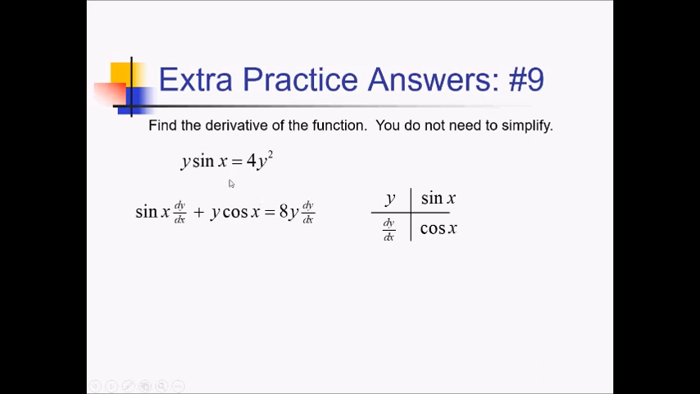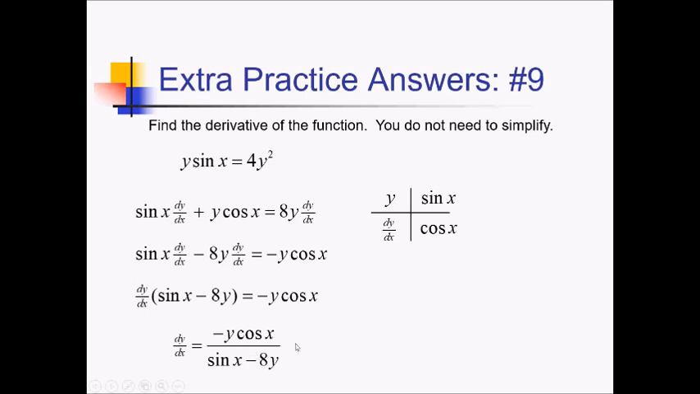Next step, we have to get all the dy over dx's on one side, everything else on the other side. So this sine of x dy over dx can stay on the left. And this 8y dy over dx, we're going to subtract that to get it over to the left side. Let me subtract this y cosine of x to move it to the other side. And now that I've done this, I can factor out a dy over dx. So that's going to leave me with sine of x minus 8y inside of parentheses. And then to get dy over dx by itself and get the derivative, I just need to divide by this parentheses. So negative y cosine of x over sine of x minus 8y is my final answer for this one.